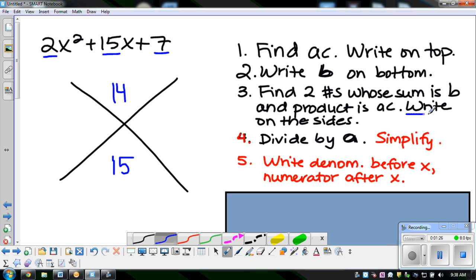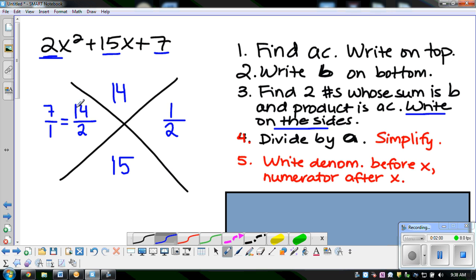So we're going to take those two numbers and write them on the sides of the X, the 14 and the 1, just one on each side. It doesn't matter which one goes where. Either one is fine, just on separate sides. So once we've written those numbers, our next step here is to divide by A, by our leading coefficient. So divide both of the sides by A, which in this case is 2, and then simplify if necessary. For example, this 14 over 2 will become 7 over 1.